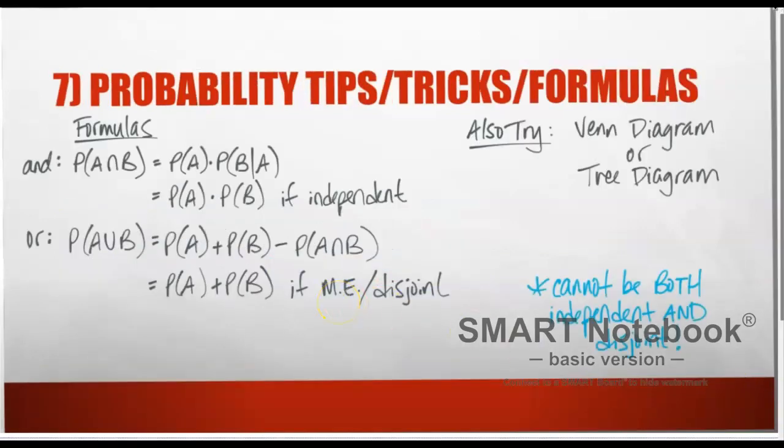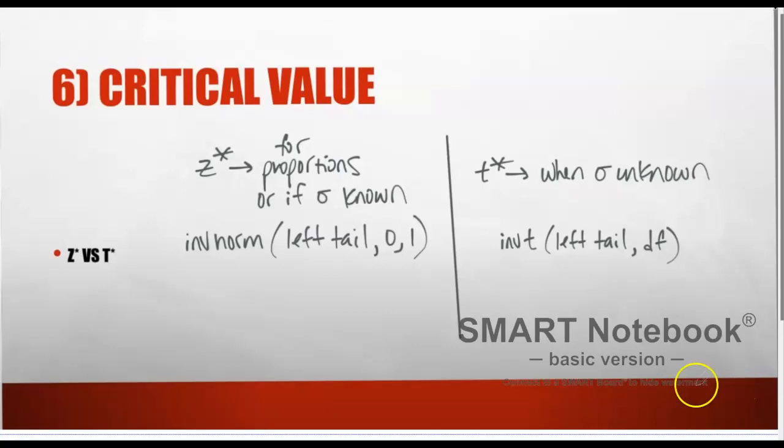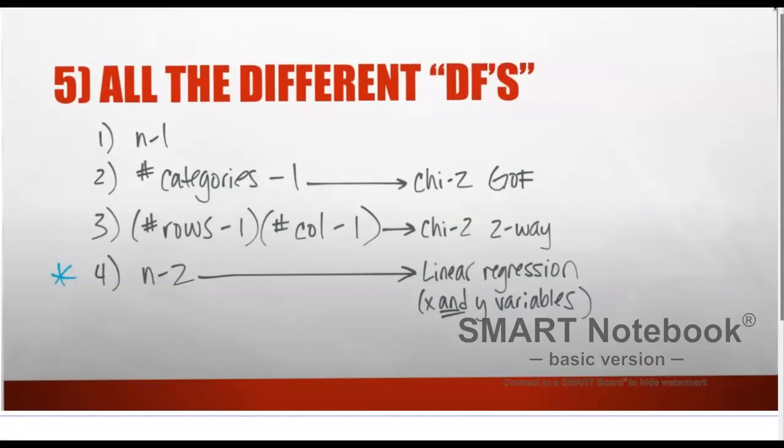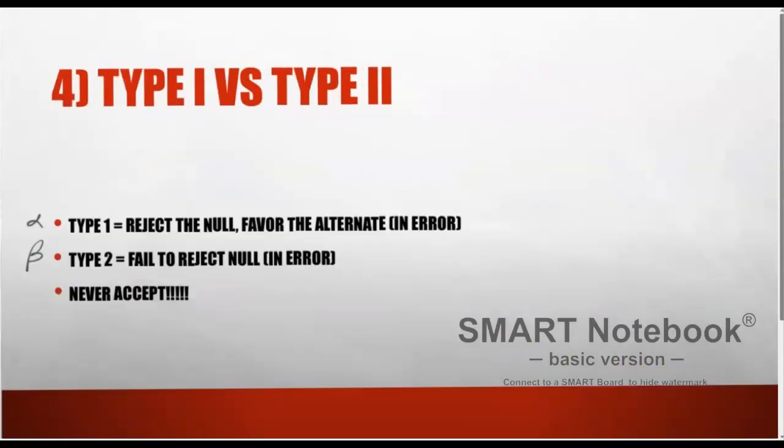All right, 7, as we're wrapping up here, you've got some algebra, as we talked about, that you can perform on these probabilities, formulas. Let's see here, Z star versus T star: definitely Z star for proportions, or if sigma is known. If sigma is not known, you can go T star. Different degrees of freedom: in general, it's just n minus 1, but we did introduce that one case where it's n minus 2. Very importantly, I'm sure it'll be tested.